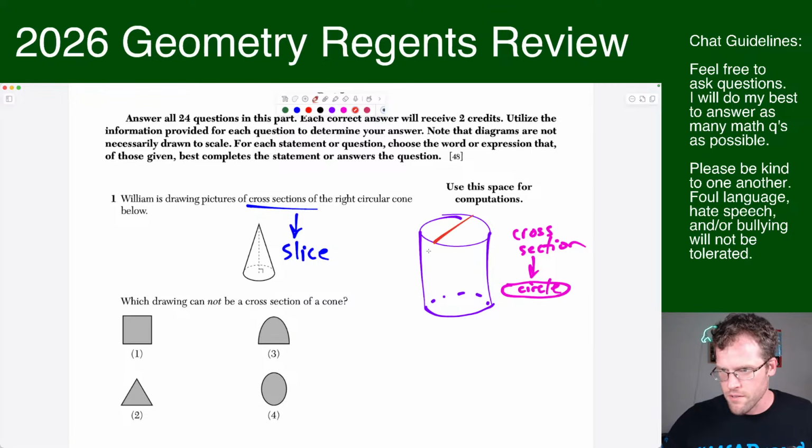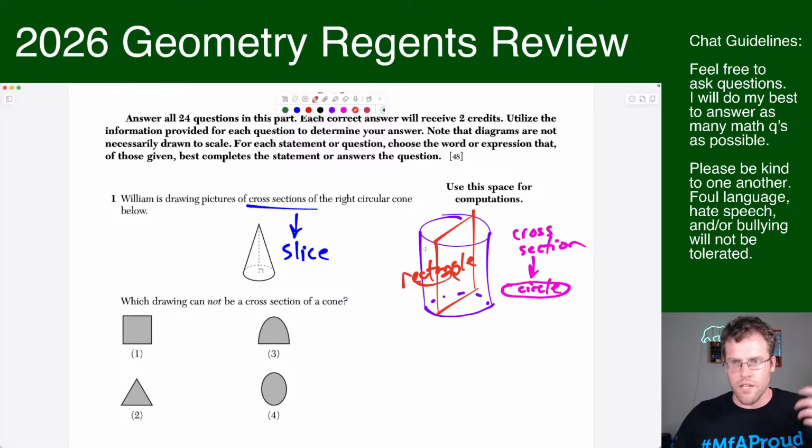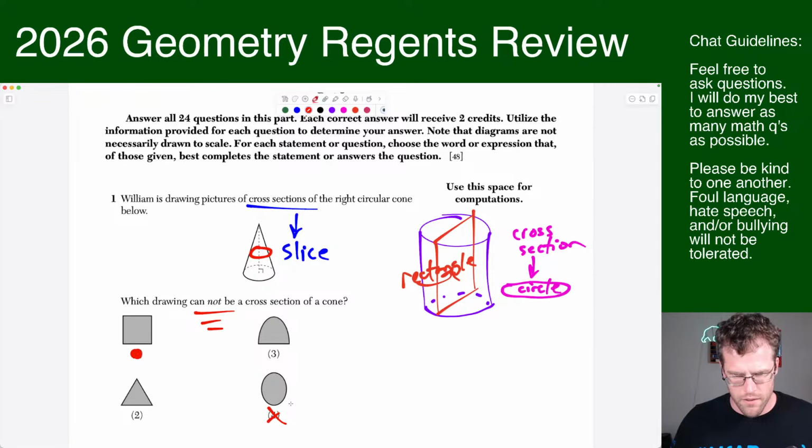The next type of cross section we could get is a rectangle. Just think a cross section is a slice. So for this question, which cannot be a cross section? Well, the square. There's no way to get a square out of a cone. No matter how you slice this, you're not going to get a square. If you slice it horizontally, you get a circle. So that shape is out.